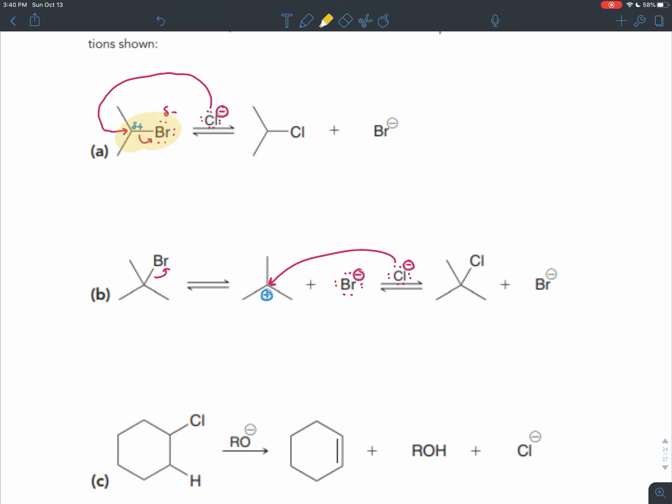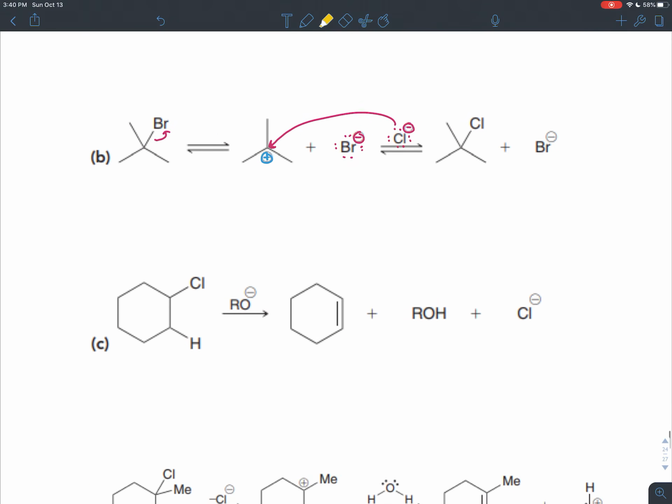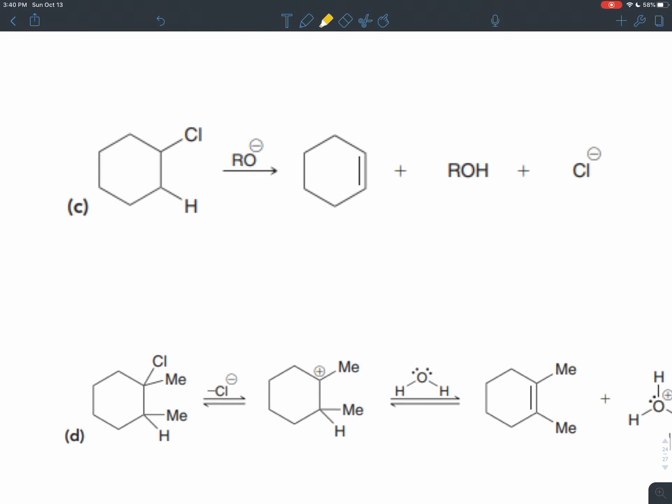Notice the result of both reactions is very similar. You start with a bromine on the carbon chain, you end with a chlorine. You substitute the bromine with a chlorine. Okay, let's look at this next one, C.